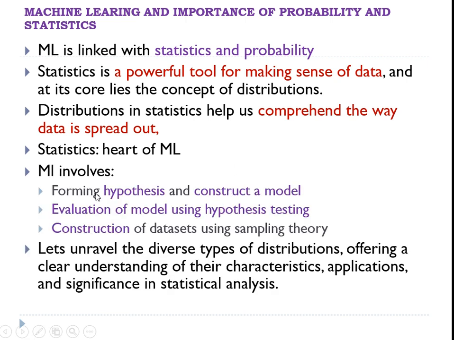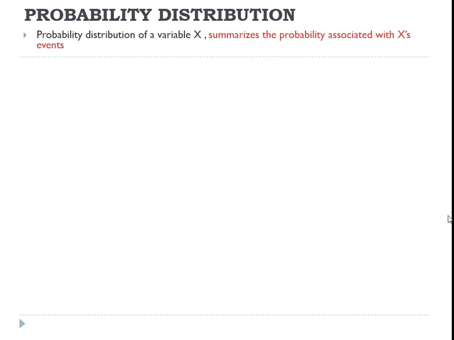Machine learning largely involves forming hypotheses for constructing a model, evaluation of the model using hypothesis testing, and construction of data sets where again you use sampling theory. In this session, let's unravel the diverse types of distributions. Let's have a clear understanding of their characteristics. Let's understand the applications and significance of statistical analysis. So let's begin with probability distribution.